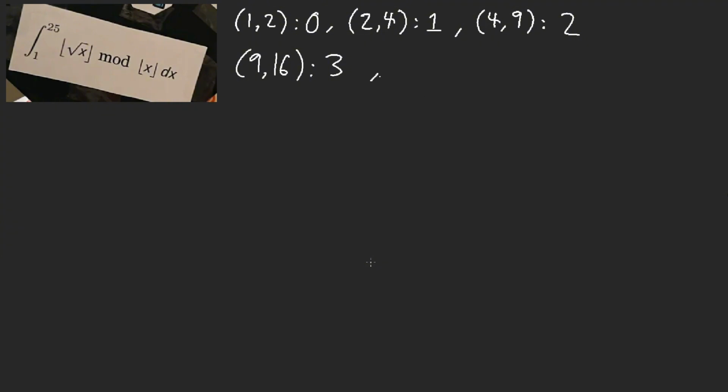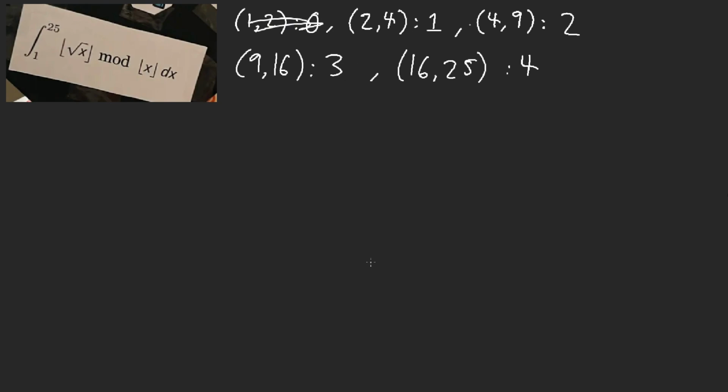And then from 16 to 25, it's just going to be 4 mod whatever, right? Because this side here is going to be bigger than this. So that's why we only pay attention to this, because it's just going to be congruent to this, since this is bigger. So because of that, we just get this. This is pretty much our answer.